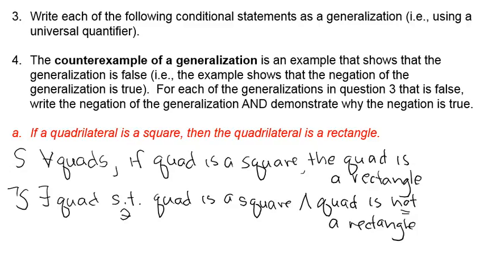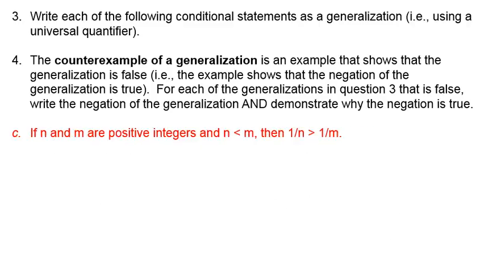In this case, for all the quadrilaterals, if that quadrilateral is a square, it turns out it is a rectangle. So the original statement is true in this case. Okay, let's go to the next example, which was 3c. The question says, if n and m are positive integers, and n is less than m, then 1 over n is greater than 1 over m.